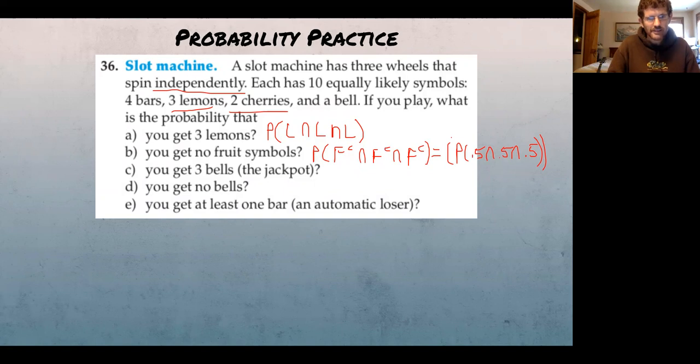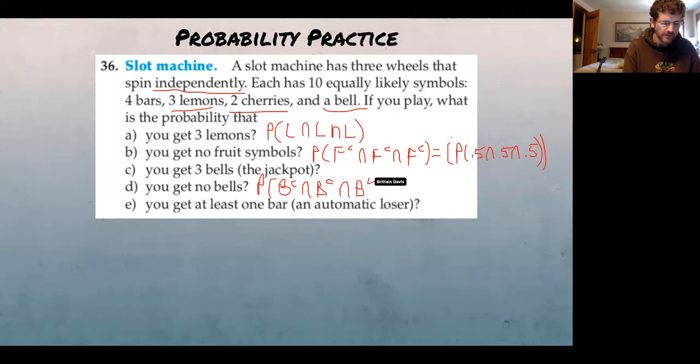Let's look at D and E. So in C, it's what's the probability of getting 3 bells. So that one's pretty straightforward. We can find the probability of a bell. To get no bells means we want the complement of that. So a bell complement and bell complement and bell complement.